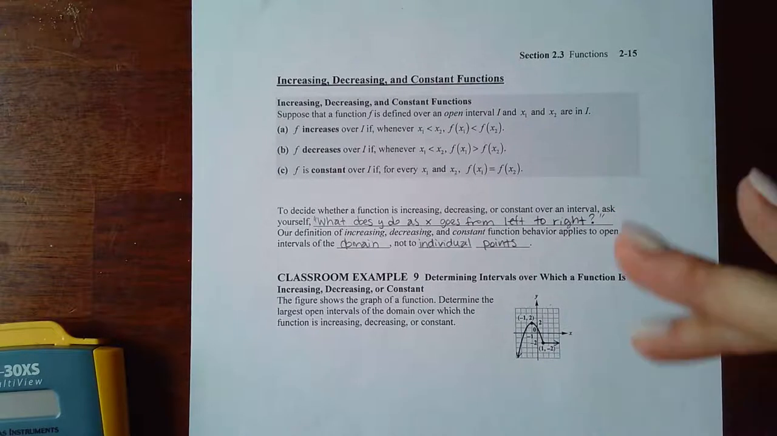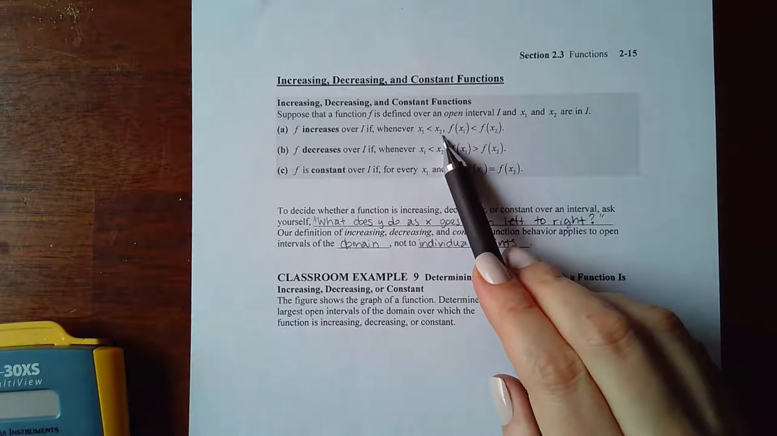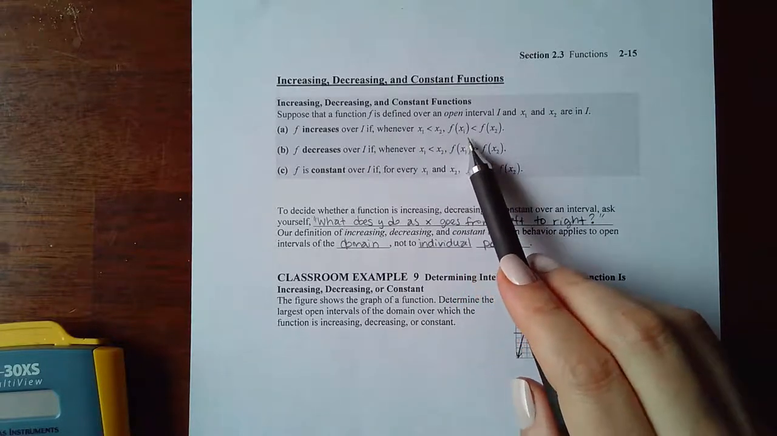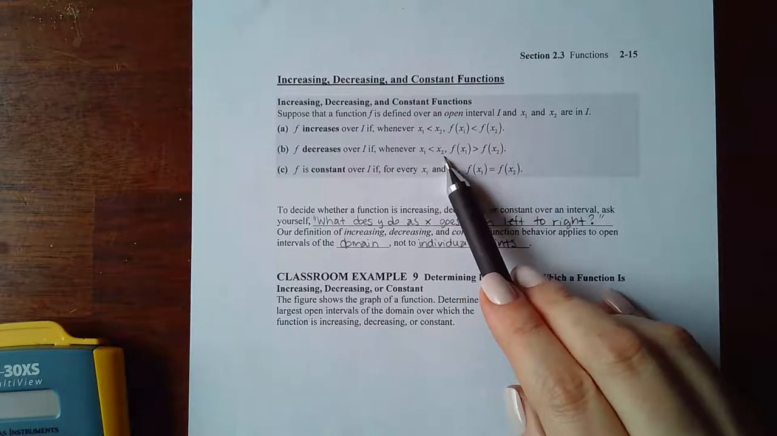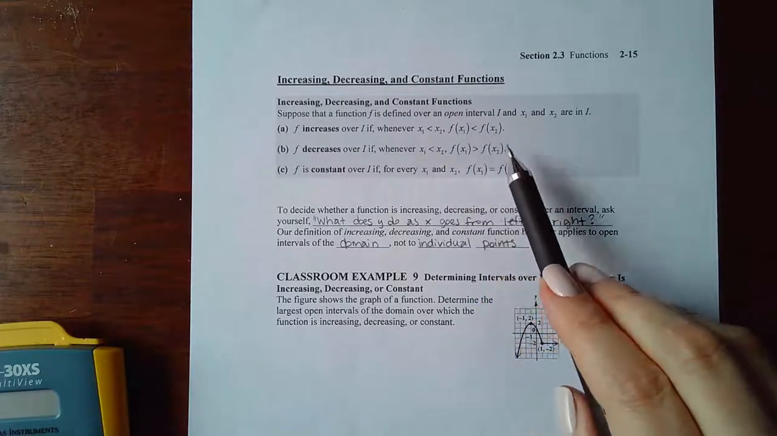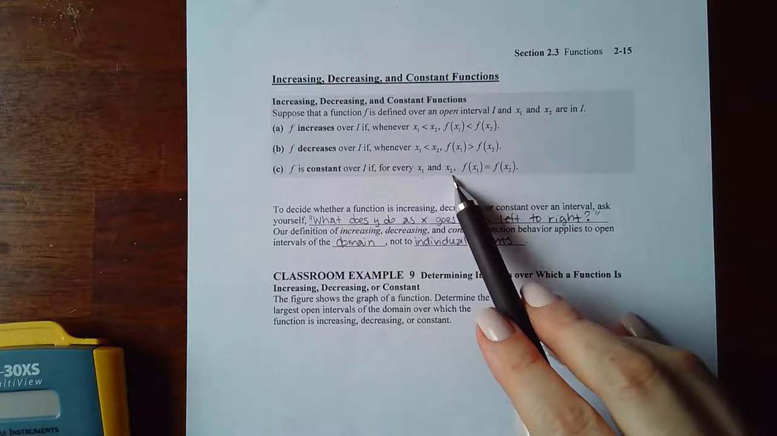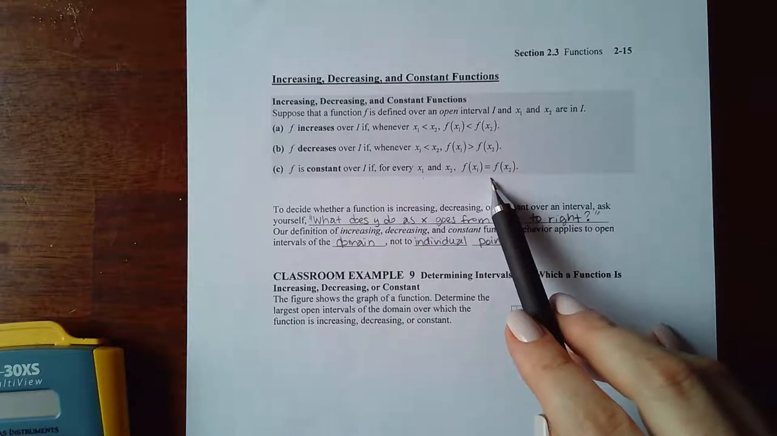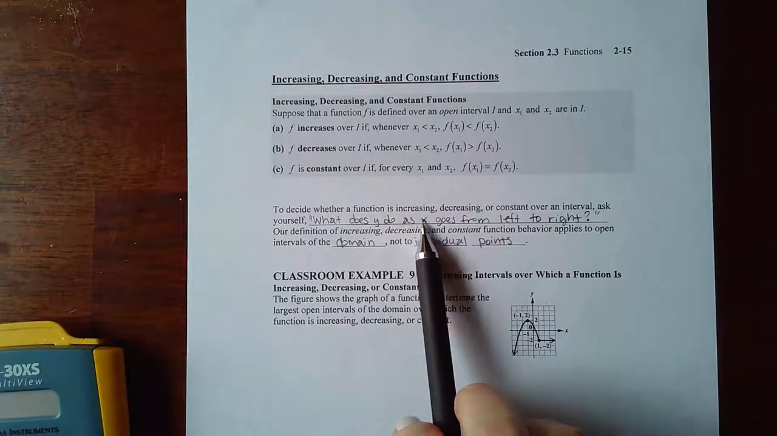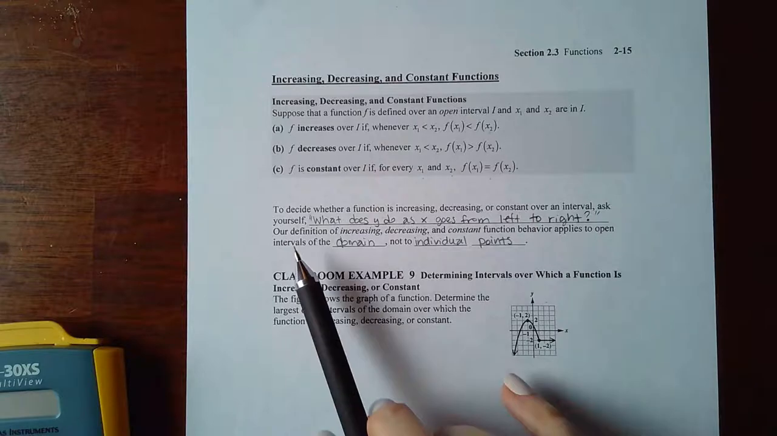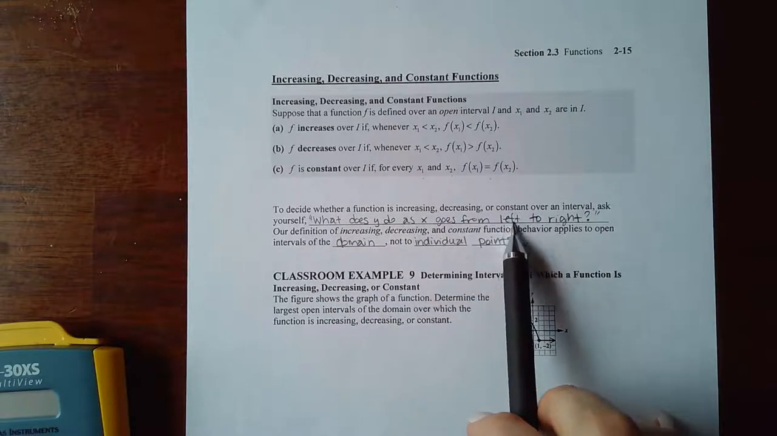So basically what this means is if you start off with one x value and then the next x value to the right, the y values will get bigger. And the same thing, if you look at one x value and then a second x value to the right of it, the y value is getting smaller. And then here, if you look at one x value and then the next x value to the right, they're actually the same y value, okay? So to decide whether a function is increasing, decreasing, or constant, you ask yourself, what does the y value do as x goes from left to right?